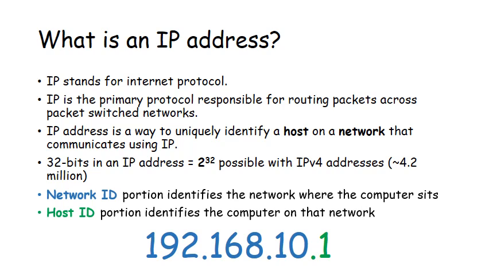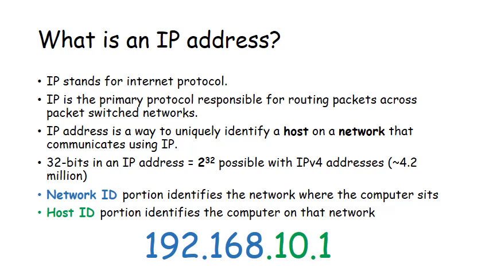Looking at the example IP address shown below, the first portion, the first three blue numbers, uniquely identify the network on which the computer sits, and the host portion, the green number, the last number, the 1, identifies the actual computer on that network. So in this example, the 192.168.10 uniquely identifies the network, and the 1 identifies the actual computer on that network.